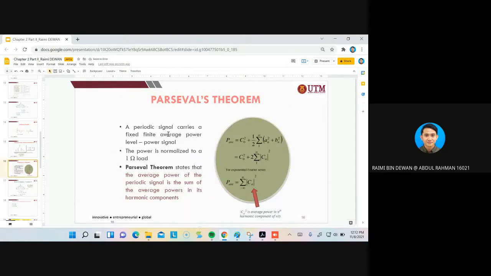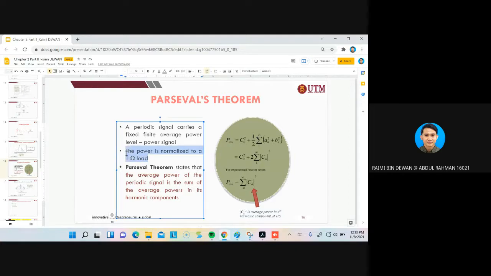Parseval theorem, a periodic signal carries a periodic Parseval theorem. So it's about periodic. So you need to know periodic Fourier series. Maybe in a later chapter you will learn about Fourier transform. So about Fourier series, you learn about this periodic. So Parseval theorem, a periodic signal carries a fixed finite average power level per signal. The power is normalized to 1 ohm. You see here? For Parseval theorem, the power is normalized to 1 ohm. So that's why we have R equals 1 there.